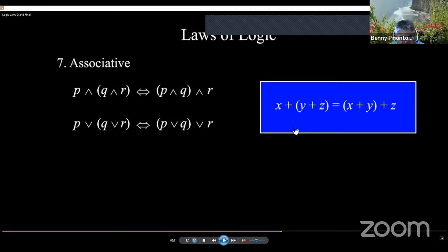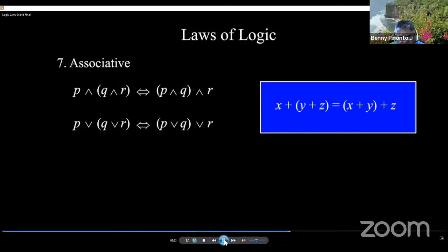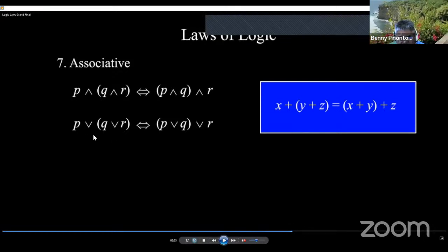Okay, so that is for plus, and for multiplication also the same. You can just move the bracket, so it doesn't matter which one you do first. And again, pay attention that we're talking about the same operation.